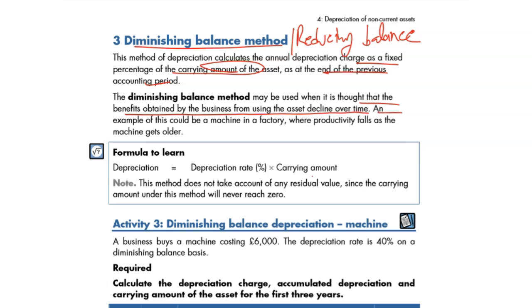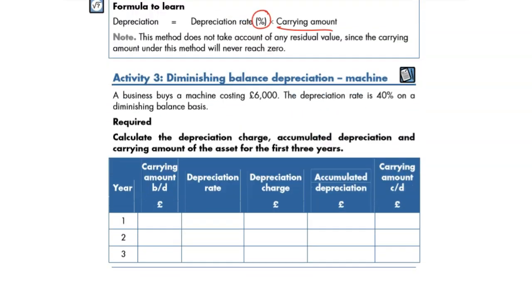For example, they're talking about a machine of a factory where the productivity declines as the machine gets older. That's why the depreciation keeps going down every year. There's a formula to learn: depreciation percentage times carrying amount. That's it. That's what you need to remember.